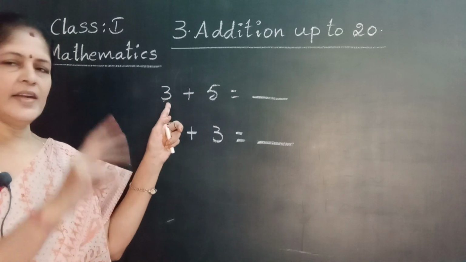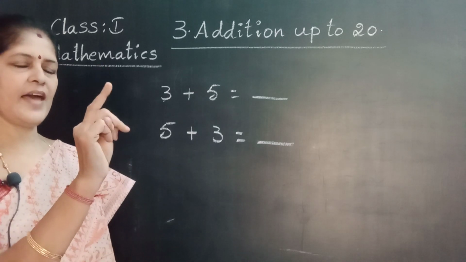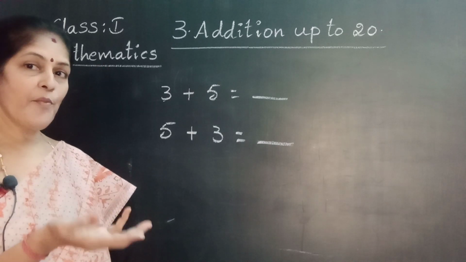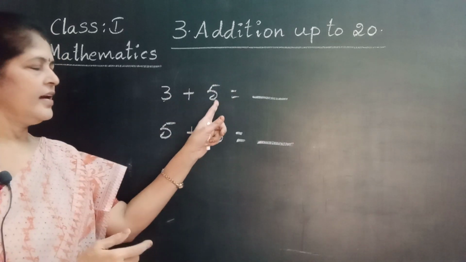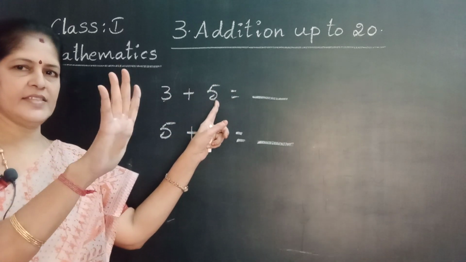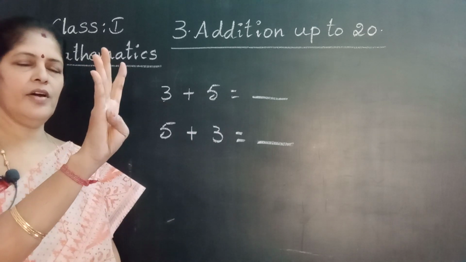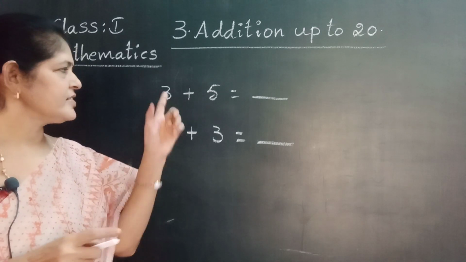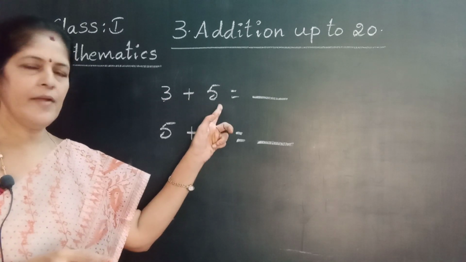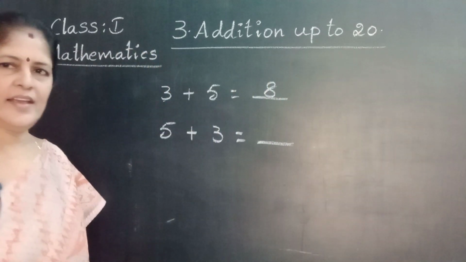Once again. Take 3 fingers. 5 after: 6, 7, 8. Now I am going to add from this side. See, now I should take 5 fingers. 5. Now 3 after: 6, 7, 8. That means we add 3 to 5 or 5 to 3. We get 8 only. Okay.